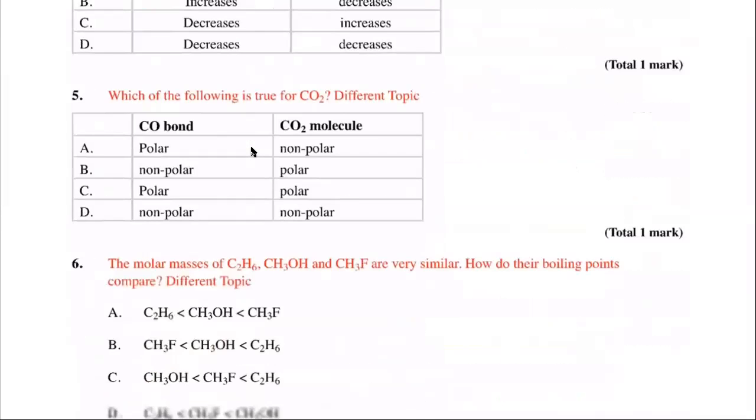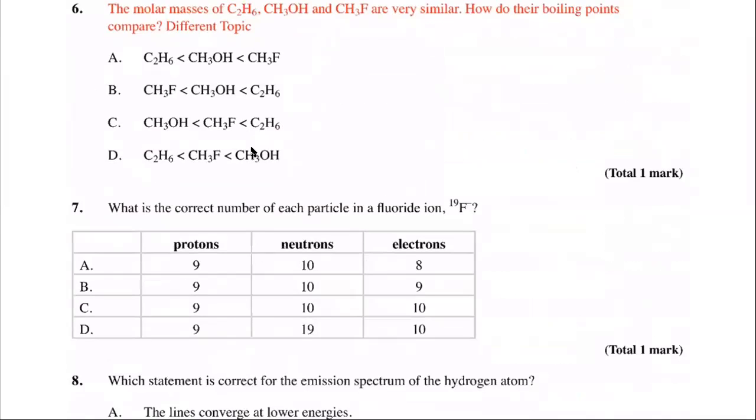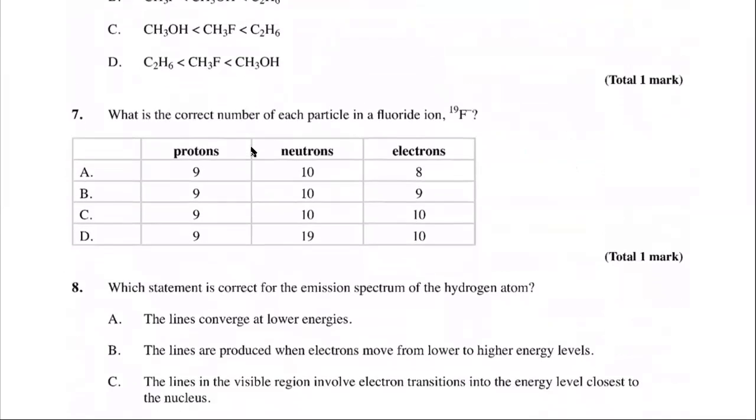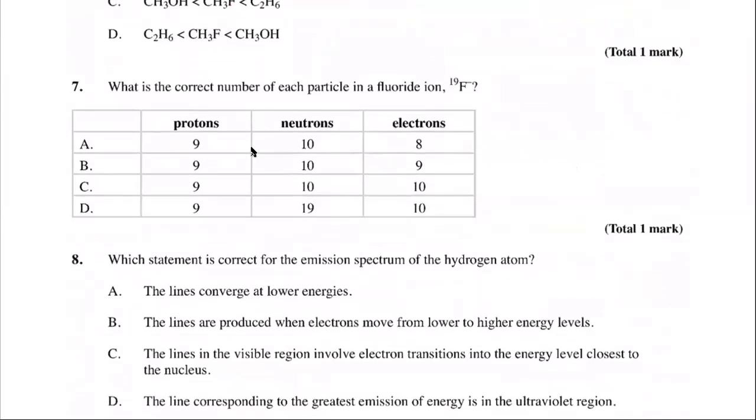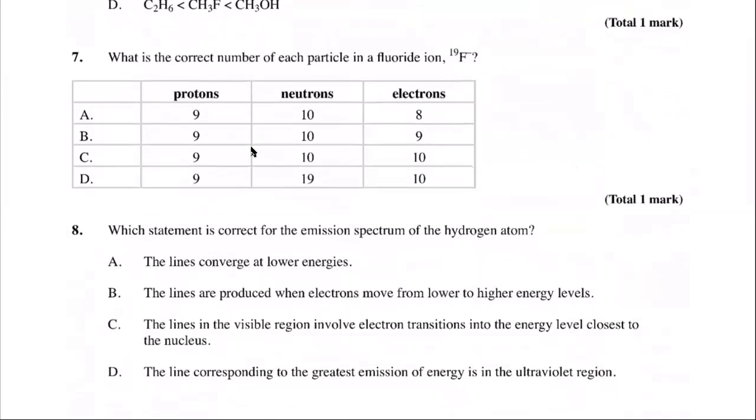All right, we're going to skip all of those. All right, let's look at number 7. This is another one kind of similar to that first one. We're having to look at protons, neutrons, and electrons, but instead of them just giving us the word anion, they actually give us a specific ion, a fluoride ion, and here is the symbol that they give us.